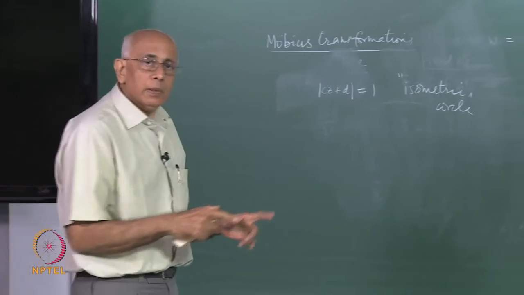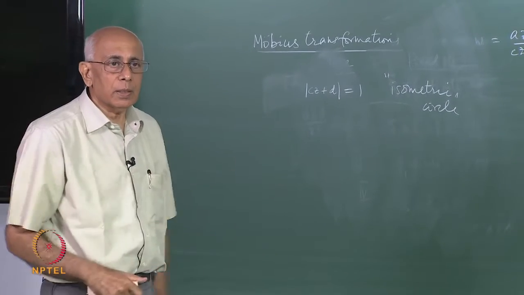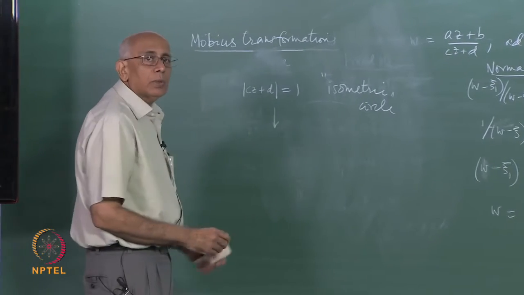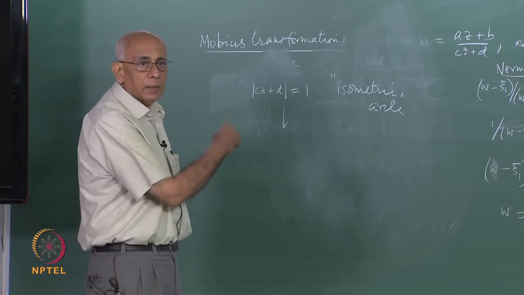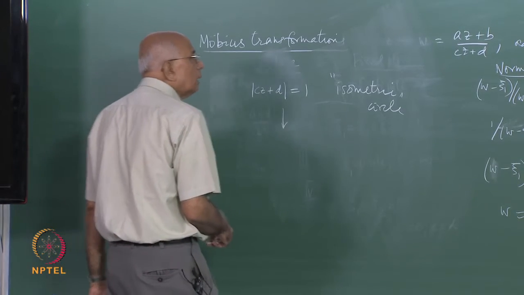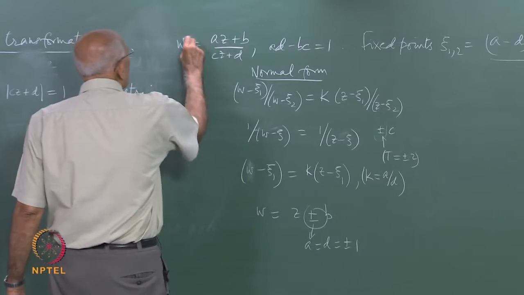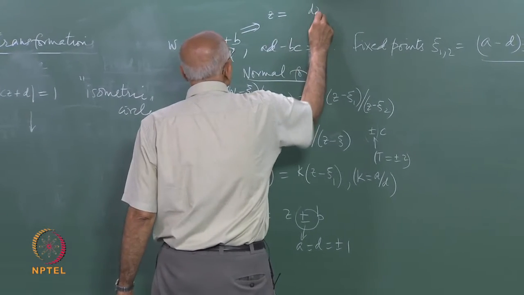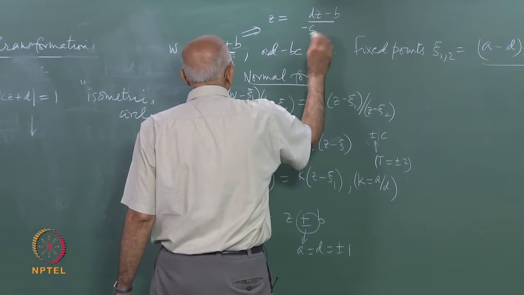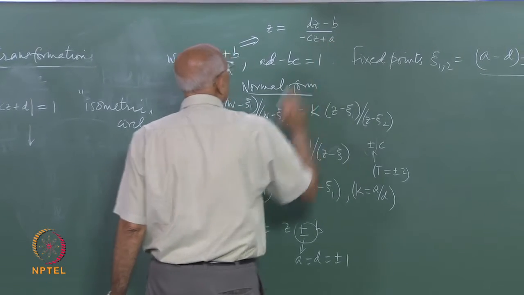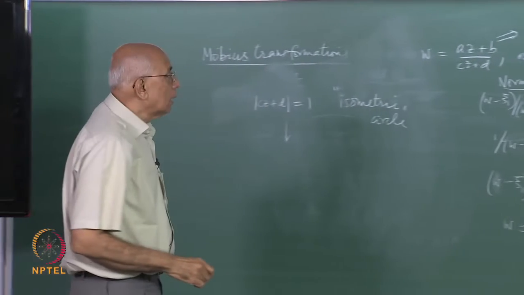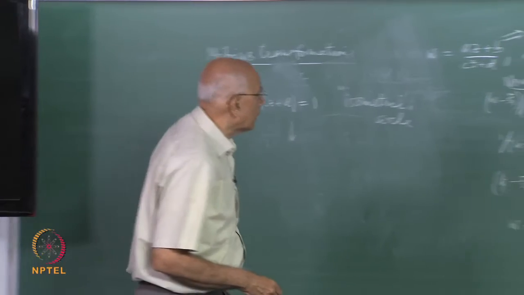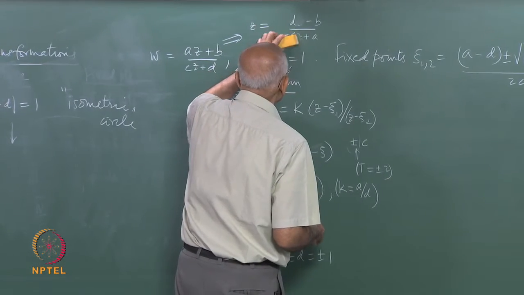Just as we know that every circle is mapped onto some other circle in a Möbius transformation, this circle is mapped onto some other circle. It is actually mapped onto the isometric circle of the inverse transformation. That is a simple exercise to prove. And what was the inverse transformation? W equal to this thing immediately implied that z was equal to (dW minus b) over (minus cW plus a). Again ad minus bc is equal to 1 still.